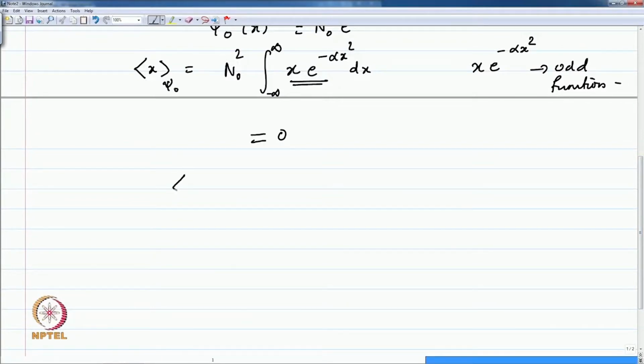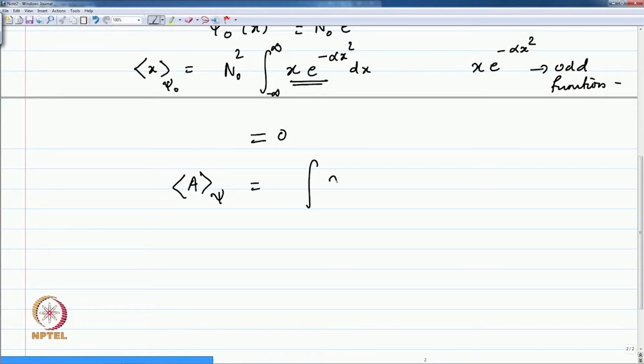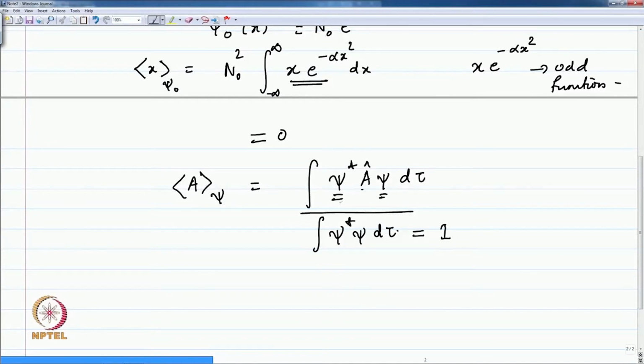Please remember, the expectation value of any operator A in the state psi is given by the integral of psi star A acting on psi d tau divided by the integral of psi star psi d tau. Since this is a normalized wave function, for us the denominator is equal to 1, and here we have put in A as the position operator, which is x itself, and the d tau and the limits are from minus infinity to plus infinity dx. So, this is what we had done.